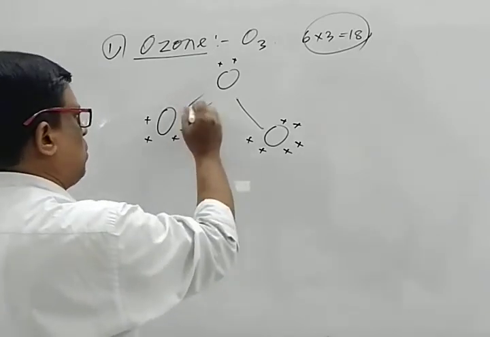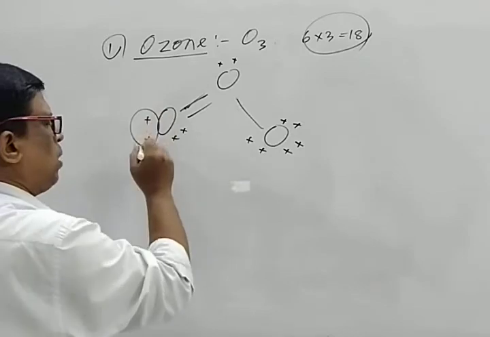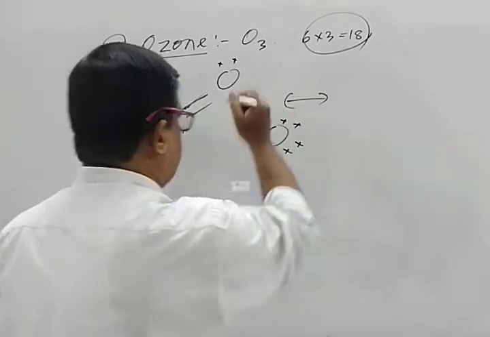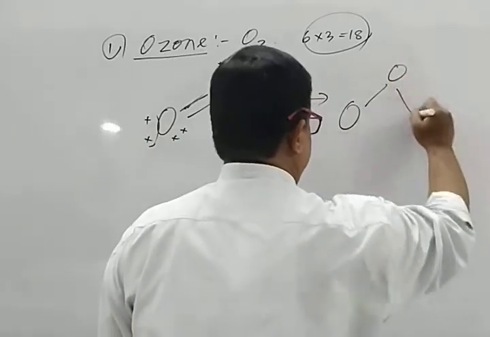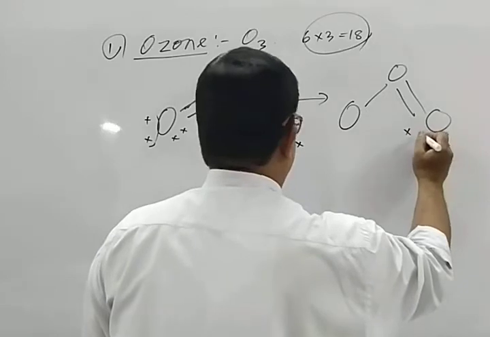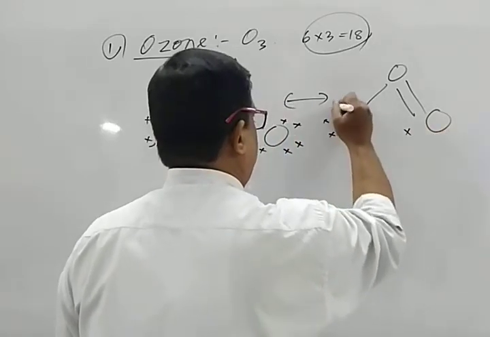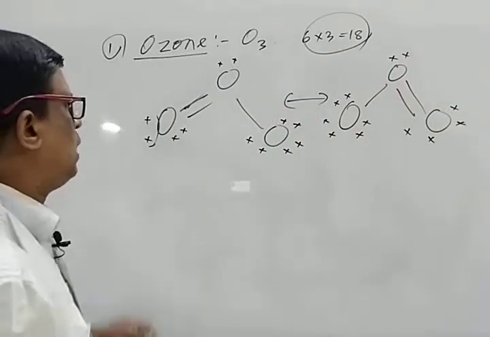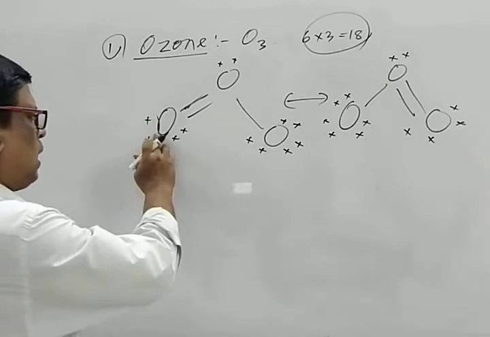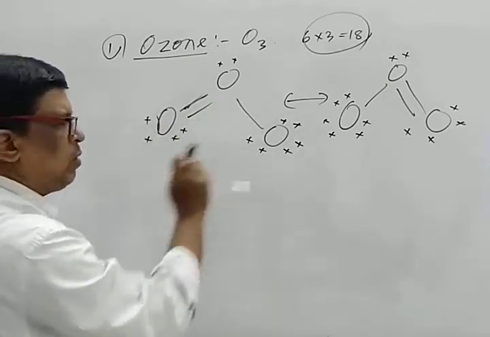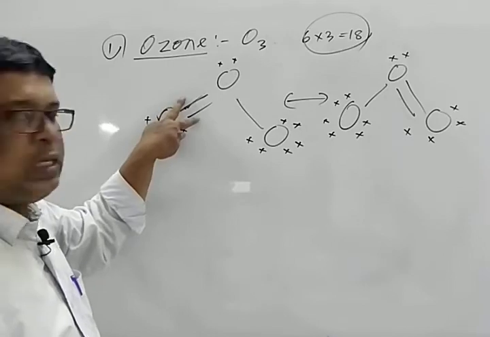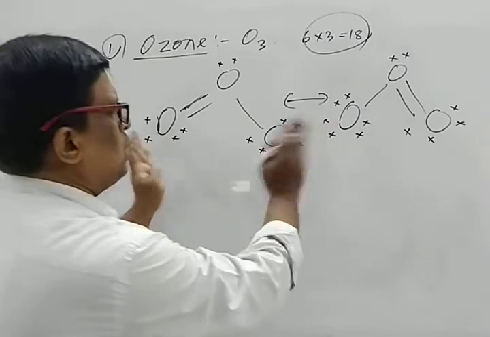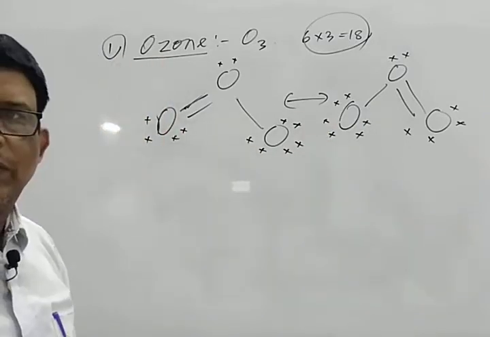If one lone pair of electrons is transferred to this side, in other words, mark that, in another way also one can represent. Mark the two structures there. Suppose it is first oxygen, second oxygen, third oxygen. Between first and second oxygen there is the double bond, but here between first and second oxygen there is a single bond. So two representations are there for one molecule.